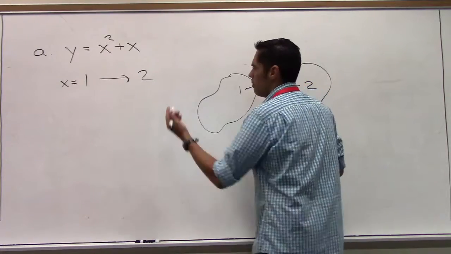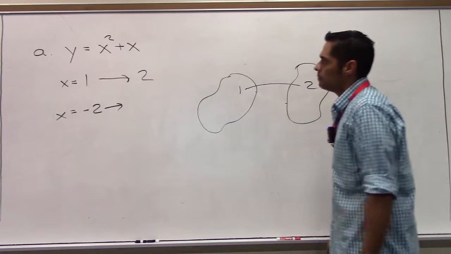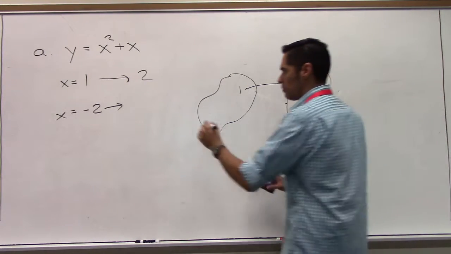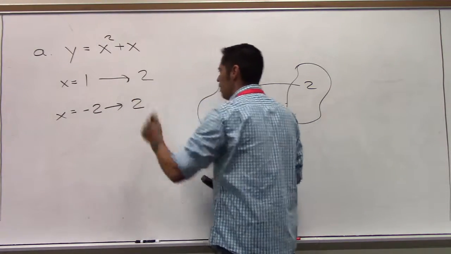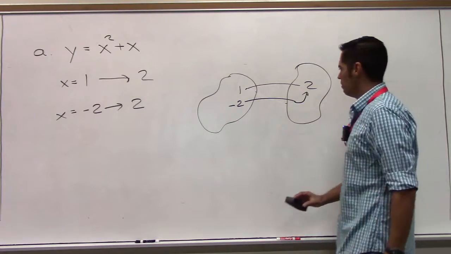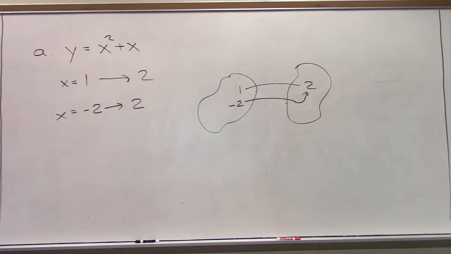And then we could check another number just to make sure. Let's try a negative number. What about negative 2? Where does that go? What happens if you plug negative 2 in there? You get positive 2, right? You square negative 2, that's 4, plus a negative 2, so take away 2, you get 2. So negative 2 goes to 2. Oh wow, it went to the same place. Is that a problem? That's not a problem, just as long as it didn't branch off to two or three different places. So it looks like this is okay. All right? How about part B?